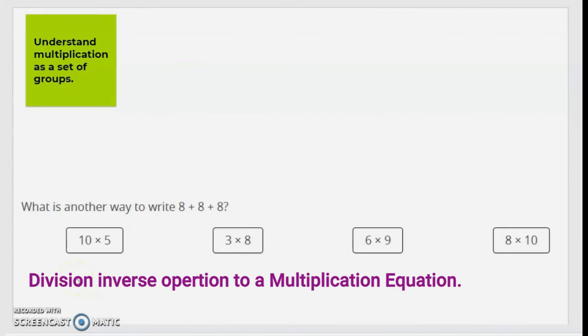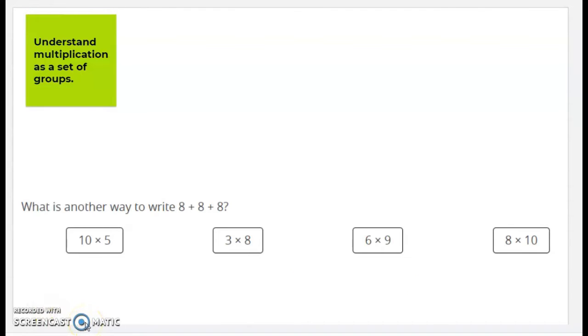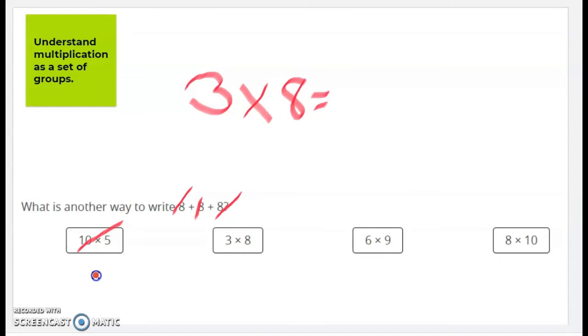One more problem we got here is, what is another way to write 8 plus 8 plus 8? Remember, repeated addition is being used to find the product of a multiplication equation. So let's see how many times we have 8 here. We have 8, 1, 2, 3. So 3 times is the number of times the number 8 is repeated here, so it is 3 times 8. 10 times 5 is not the correct choice, nor is 6 times 9 or 8 times 10. So the correct choice here is 3 times 8.